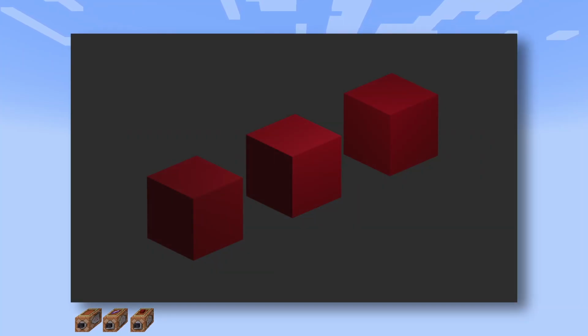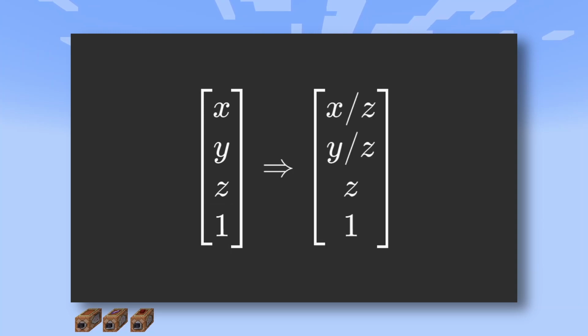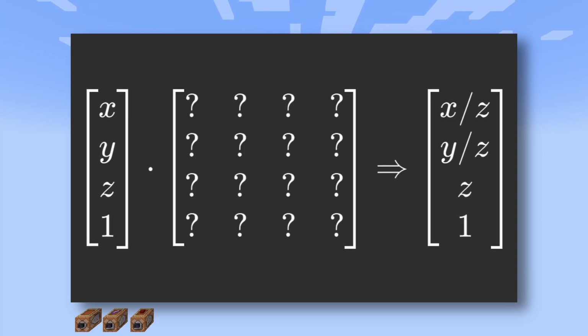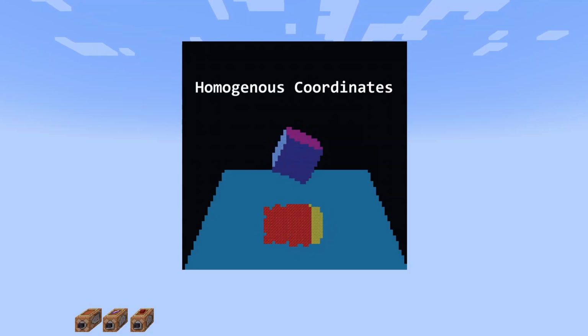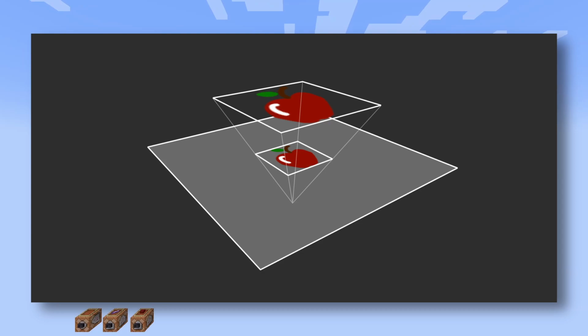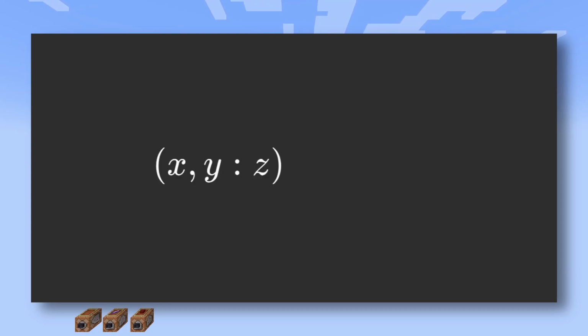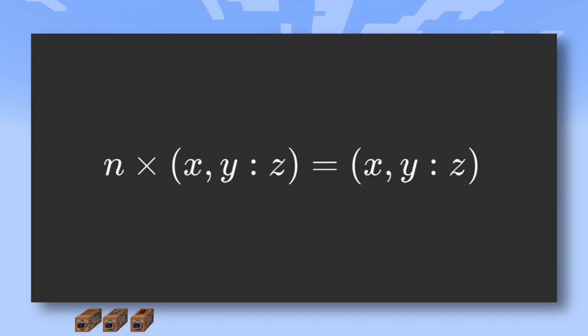Finally, we will apply perspective distortion so that further objects appear smaller. This is normally done by dividing the x and y coordinates by z, the distance from the camera. Unfortunately, there are no matrices that can produce a division by z. So we will reinterpret our coordinates as homogeneous coordinates. Homogeneous coordinates represent how points are projected by treating the last component as the denominator. This means they can be multiplied by a scalar without changing their position.